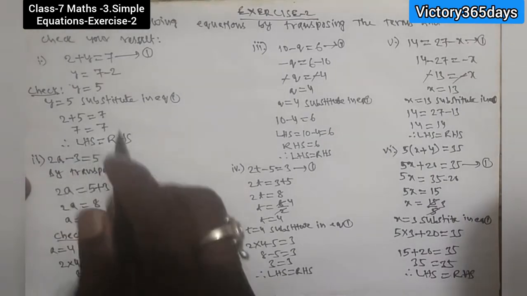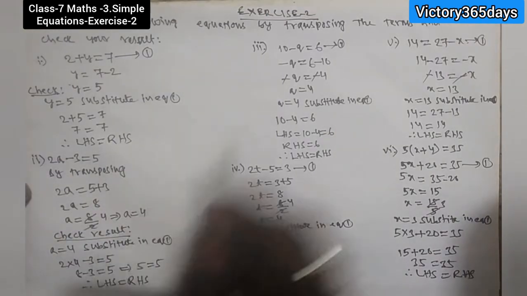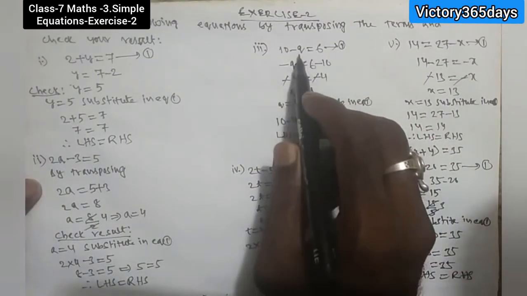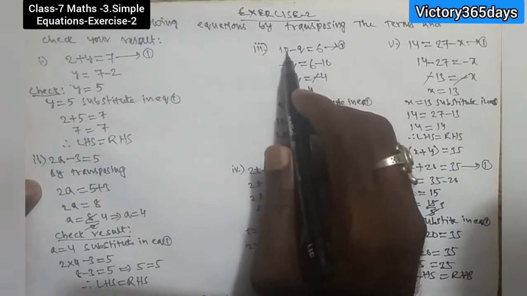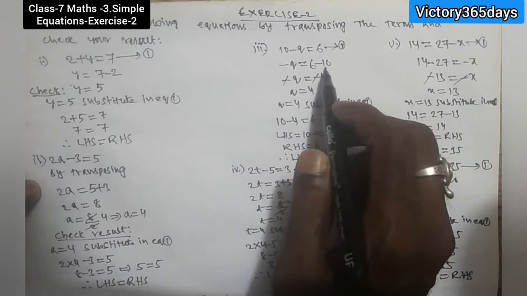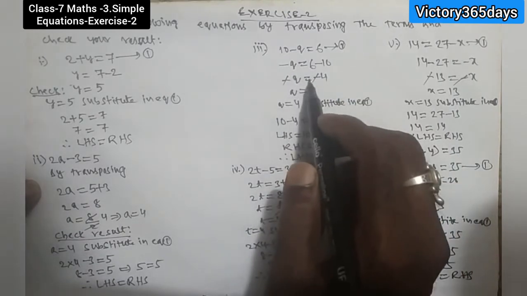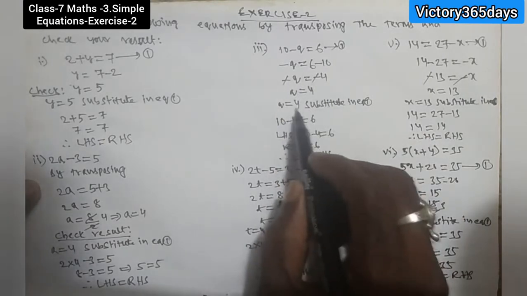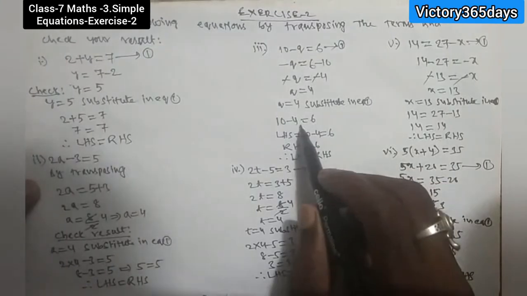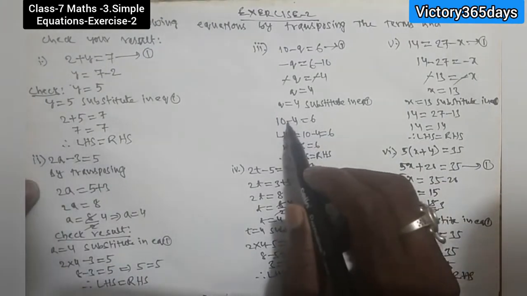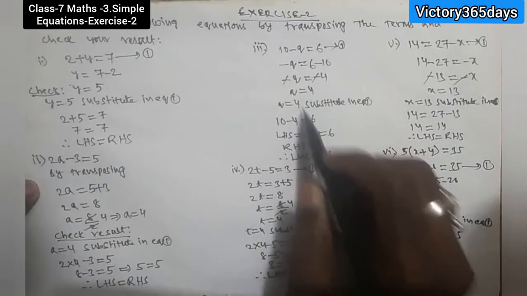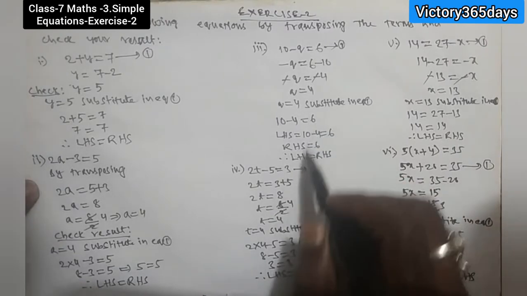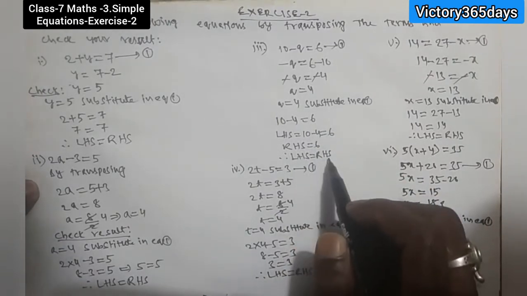As same as this we can do the remaining sums also with the same process. So third one you can see 10 minus q equals 6. This is equation 1. So this is the left hand side, minus q is there. This 10 is transferred to the right hand side, 6 minus 10 is there. So minus q equal to 6 minus 10 equal to minus 4. So minus cancel, so q equal to 4 is there. Again q equal to 4, substitute in equation 1. 10 minus q, we are substituting 4, 10 minus 4 equal to 6. So left hand side 10 minus 4 equal to 6 only, and right hand side also 6 is there, so left hand side equal to right hand side.